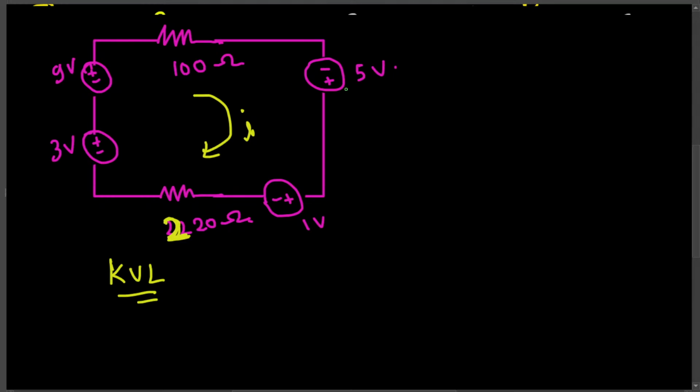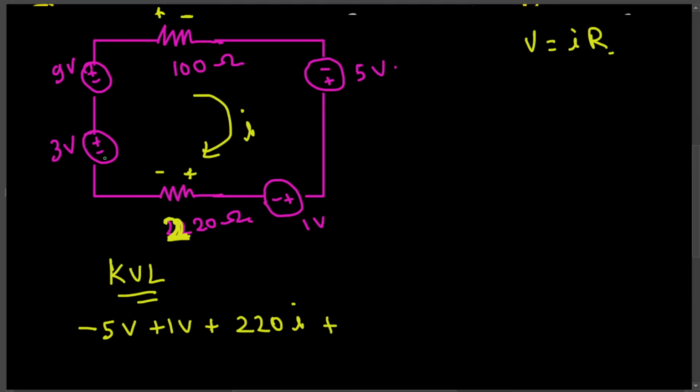So first, if I start with 5 voltage, since this is going from negative to positive, I put a minus 5 voltage, and then this one going from positive to negative, so that's plus 1 voltage, and then this is 220 ohm. If current is going from here to here, according to our assumption, this one is plus, this one is minus. So if you apply Ohm's law, V is equal to I times R. So I times 220, we can say 220I.